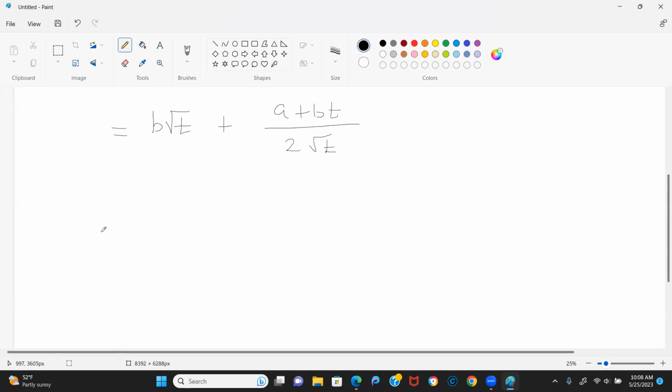And then if you take this and you multiply and divide by square root of t, in the numerator you're going to get 2bt, and in the denominator you're going to get 2 root t. Sorry.